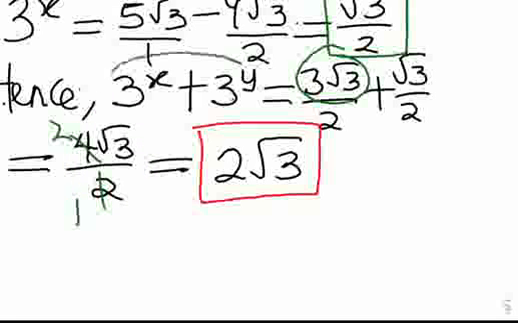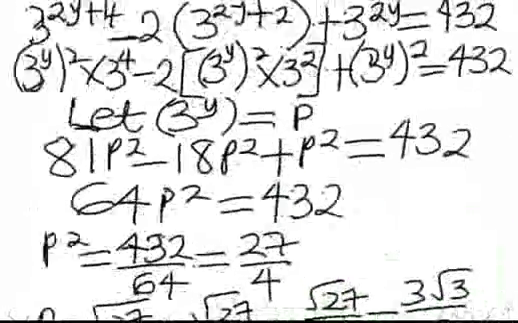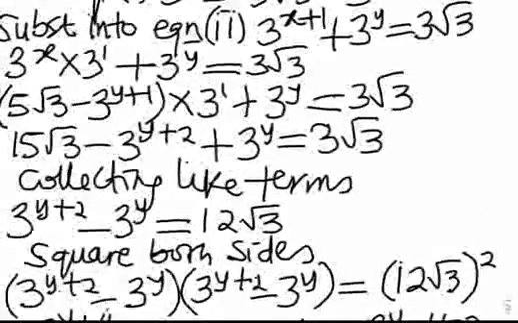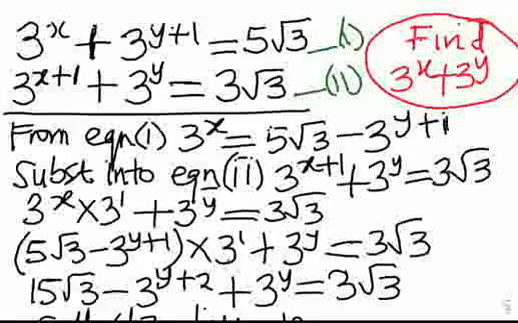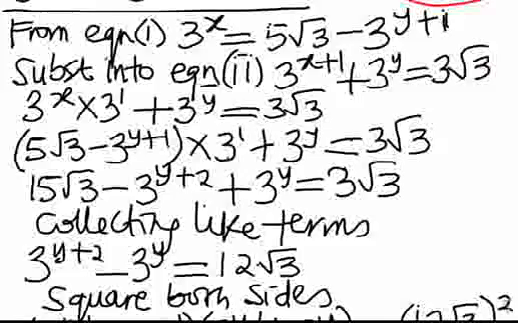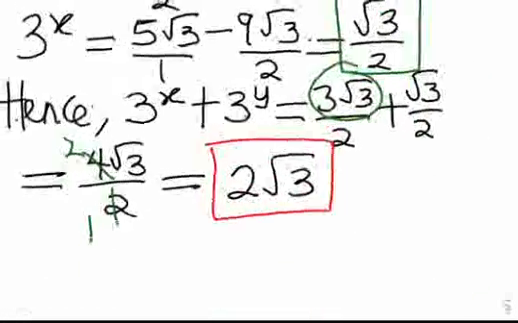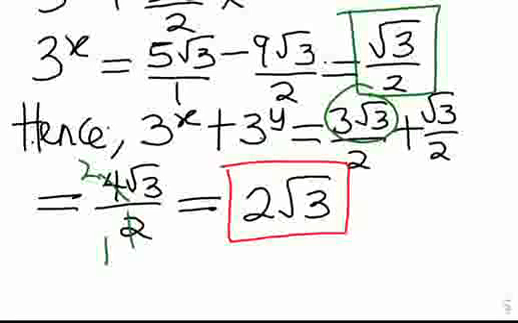So the value for 3 raised to the power x plus 3 raised to the power y that we were asked to find is 2 root 3. Now you can go on and substitute those two values of 3 raised to the power x and 3 raised to the power y into this equation. If you substitute those two answers I got into any of these two equations, it will give you the corresponding answer. So the values for 3 raised to the power x and 3 raised to the power y have been obtained, and then we added the two answers together to get 2 root 3, which is the answer to the question.